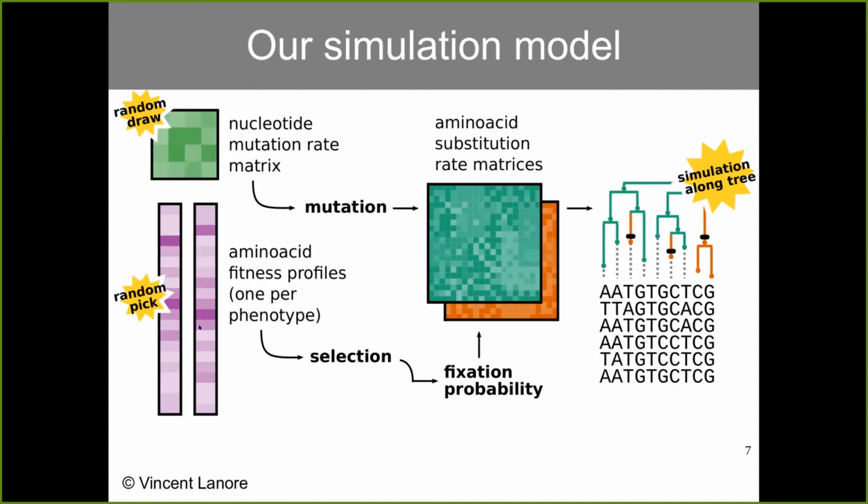So we went for a simulation protocol that fits the idea that we have of the underlying evolutionary process, where we have different fitness profiles. So that's what we mean here. We have different fitness profiles for different sites that we drew from empirical data. Then we have a nucleotide mutation rate matrix, and we can combine them together into a codon substitution matrix to simulate the evolution of sequences along empirical trees that we got from the literature.